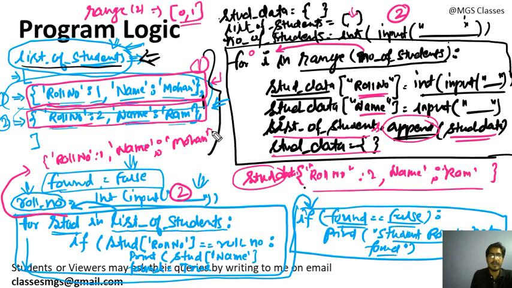In this case, found value is false initially and the roll number we have taken is 2. Now the list of students' first element will come in student, this element. Now how do we access a value using a key in the dictionary? We pass the dictionary name and then bracket, then key, roll number, equals the roll number that we have entered. We have stored the roll number to search in the roll number variable. Now we are comparing the dictionary roll number and the roll number that the user entered.